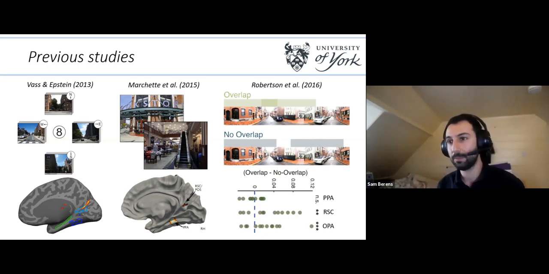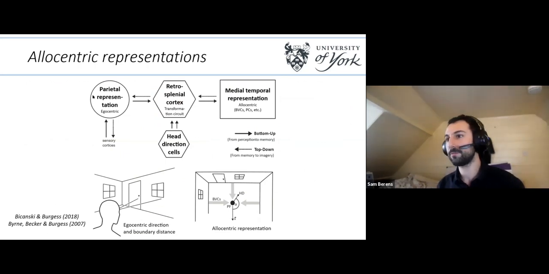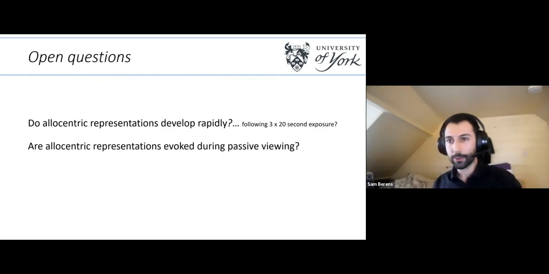Again, according to the BBB model, this forward and backward flow of information should happen automatically. It's just automatically updated through self-motion in an environment. And that's something that we still don't have any evidence for from the human neuroimaging literature, at least. So those were the two open questions that we really wanted to attack.